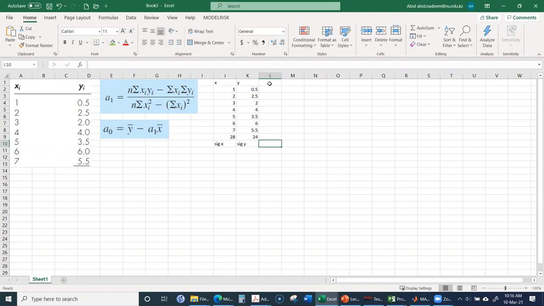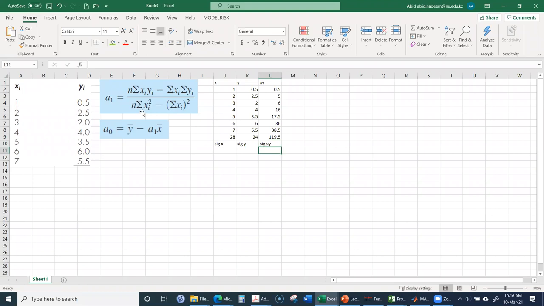We need sigma xy. So then we can find xy. Okay, xy is equal to this value multiplied by this value. So this will be 0.5 here. And what will be their sigma? Sigma will be here, 119.5. So this will be sigma xy.